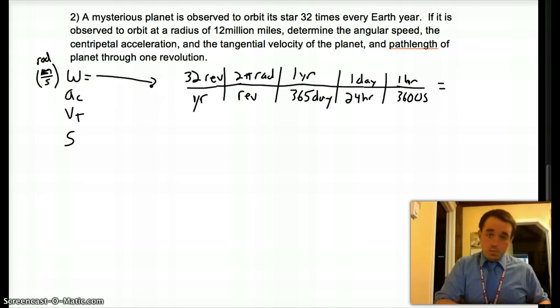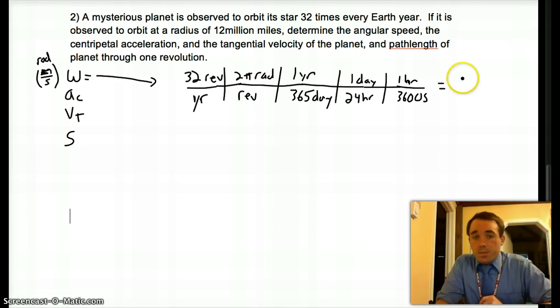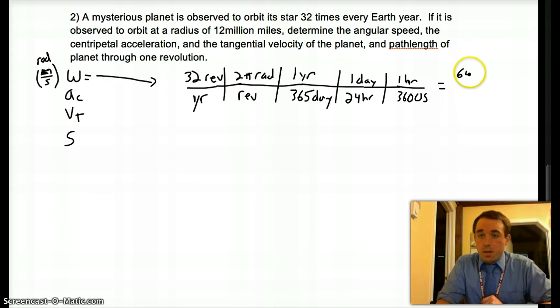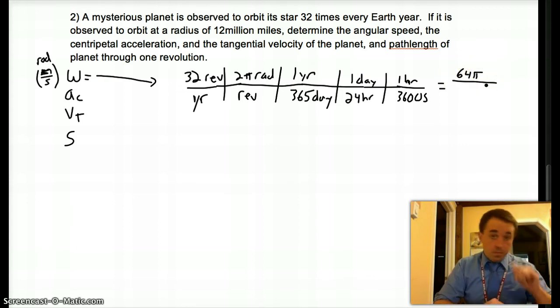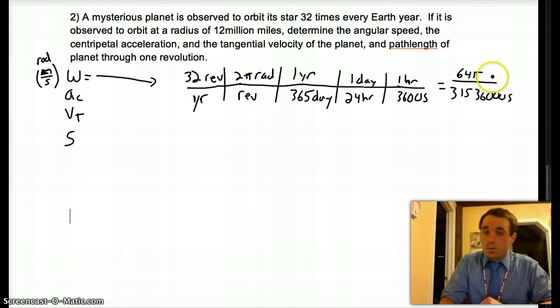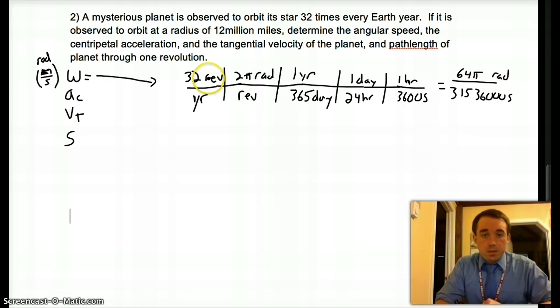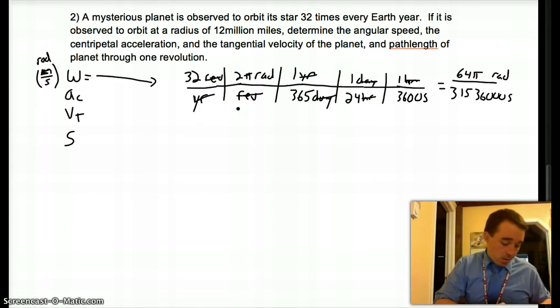So all of that gives me my omega, and I got to do 32 times 2 pi. Everything above the top is just 32, so that's going to be 64 pi over 365 times 24 times 3,600. It's a really big number. 31,536,000 seconds. It's radians per second because revolutions canceled with revolutions. Year, year, day, day, hour, hour. All right, and that number, I'm going to get a decimal.